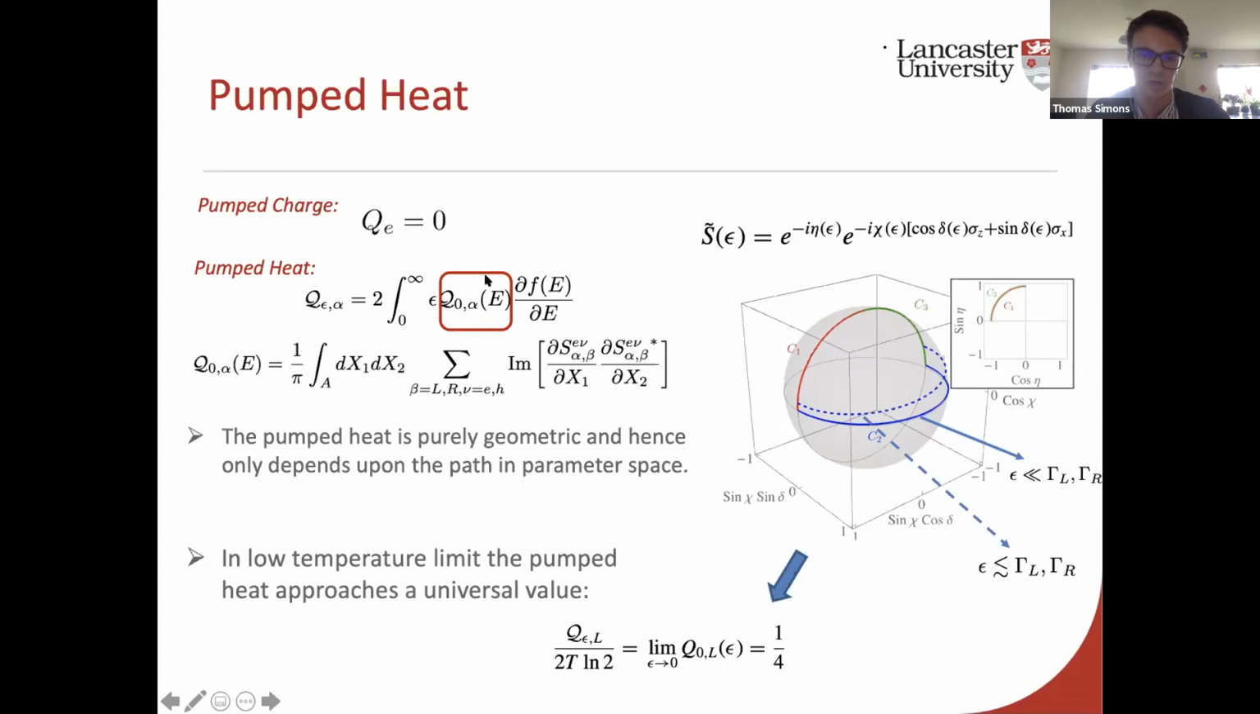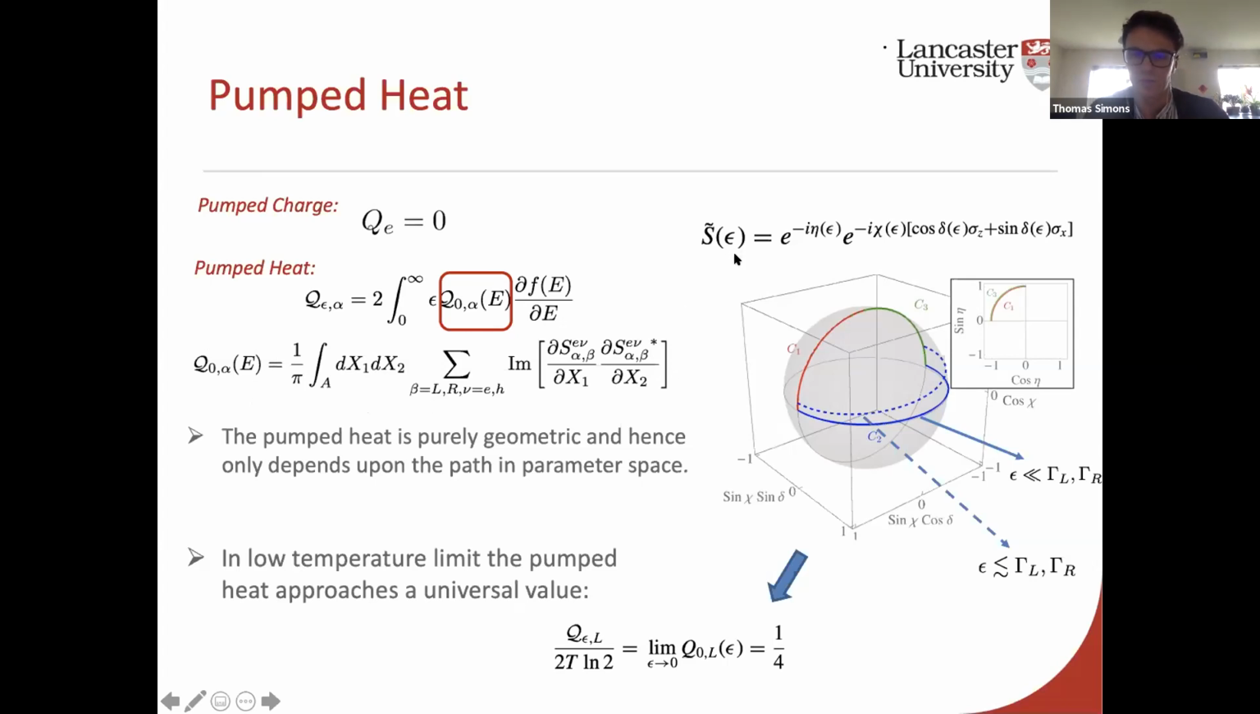So if we focus on the factor of Q0 that contains all the information about the driving and the braiding system, we find that this takes a geometric form. This can be written as just an integral over the area traversed in parameter space as we perform the braiding. So this doesn't depend upon the nature of the driving or the frequency, only upon the shape of this contour. And in the case of a braiding protocol, we know that this contour is topologically protected against fluctuations to the system. So this factor Q0 also shares this protection.